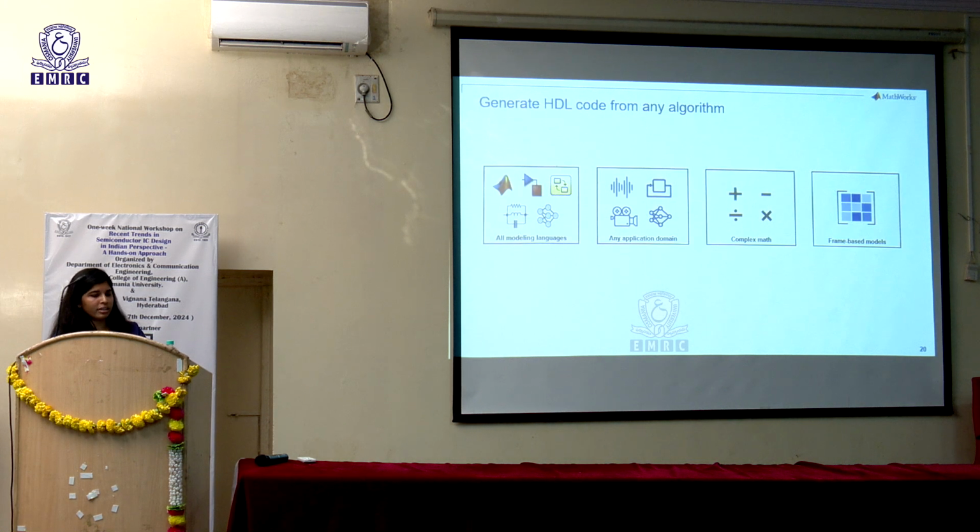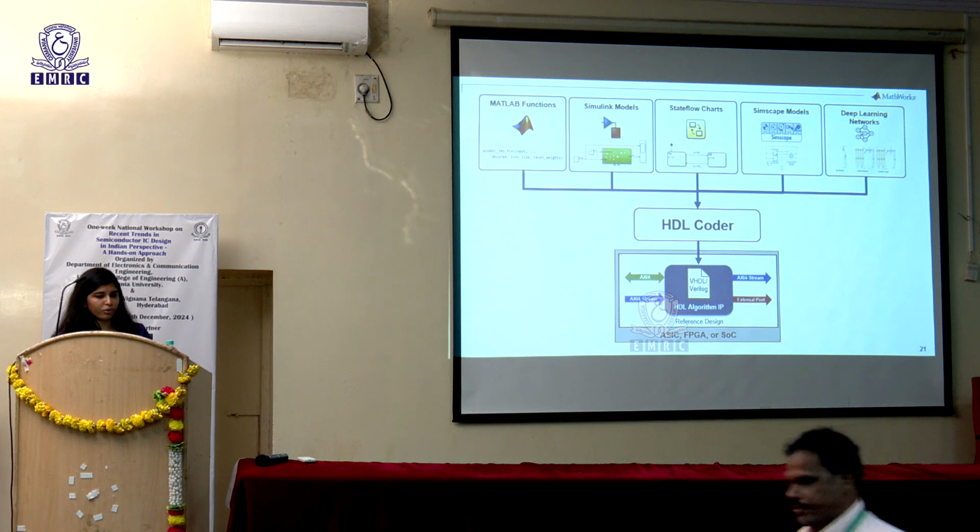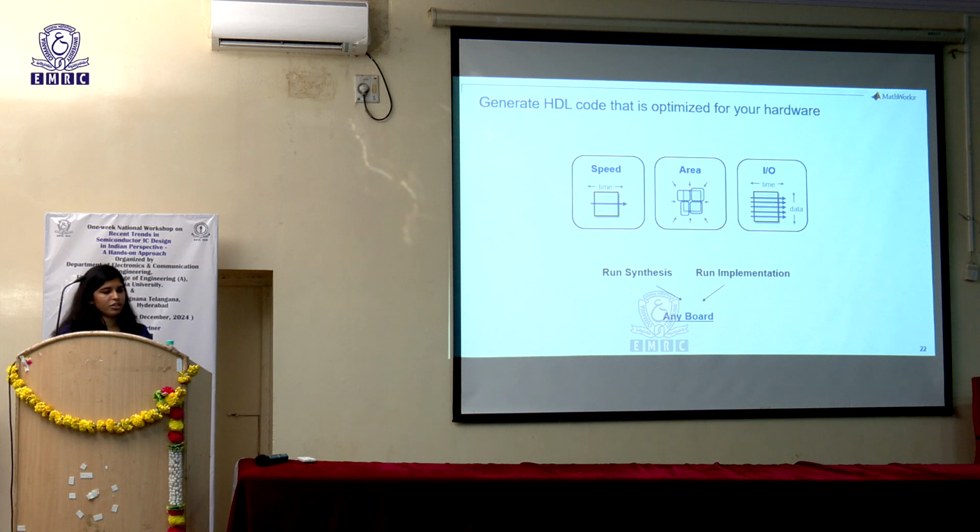We have HDL Coder built into MATLAB, which generates HDL code from modeling languages. We can use this workflow, which generates HDL code for any application domain and any complex math you have in your algorithm. You can feed in any MATLAB functions; if you have only a MATLAB function and no Simulink models, you can feed that. You can also feed Simulink models, and you can even feed DL networks, and HDL Coder will generate the HDL code for you. One more added benefit of using HDL Coder is that whatever HDL code it generates is optimized in terms of speed, area, meaning the resource utilization on the FPGA, and the IO.